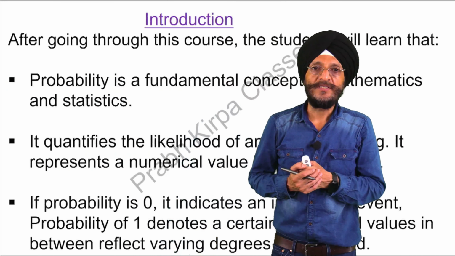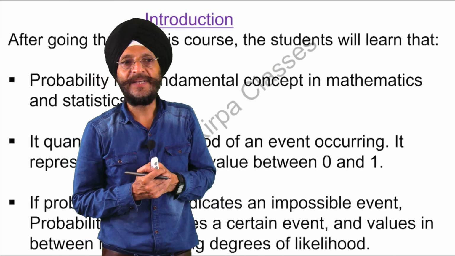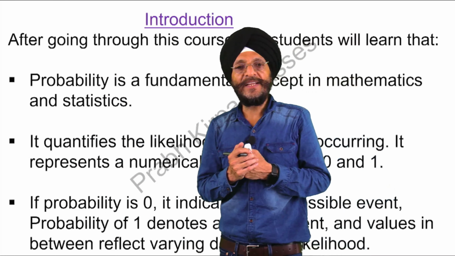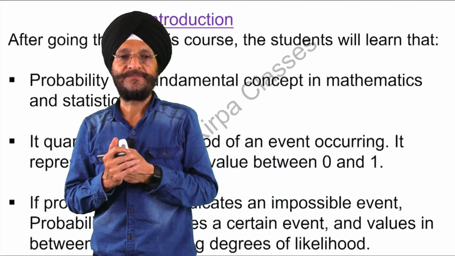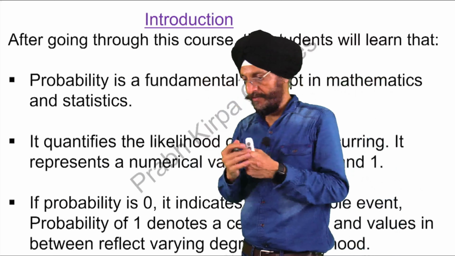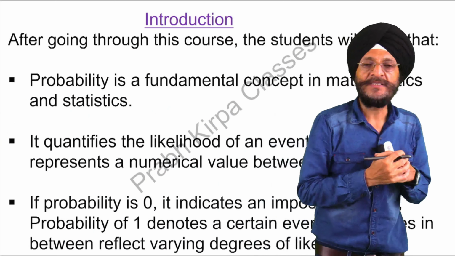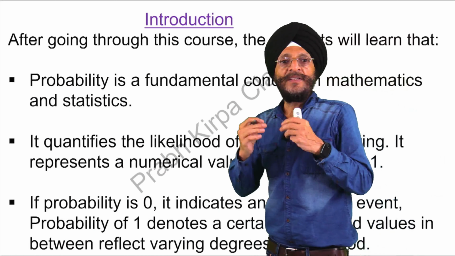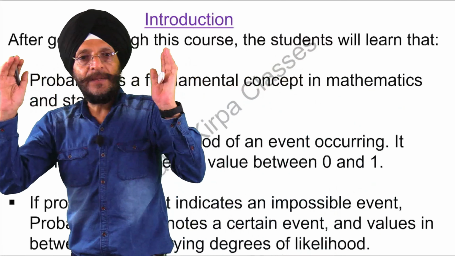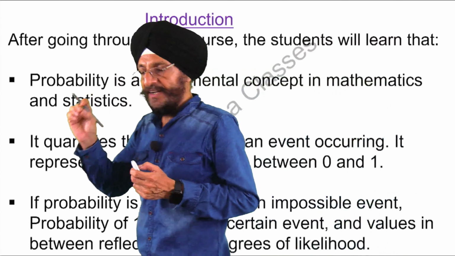After going through this course, the students will understand that probability is a fundamental concept in mathematics and statistics. It quantifies the likelihood of an event occurring. Probability represents a numerical value between 0 and 1. If we say that the probability of an event is 0, it means that the event will not happen or it is an impossible event. If we say that the probability of an event is 1, then it means that the event is sure to happen.